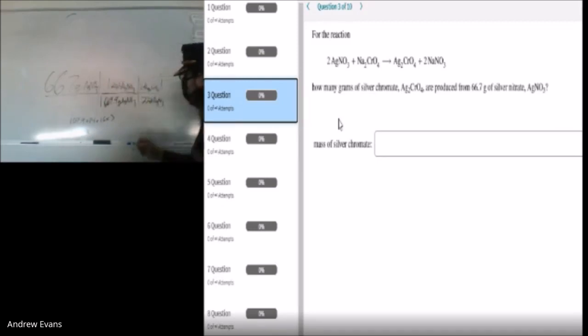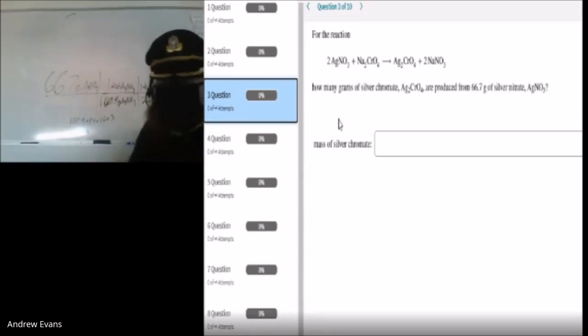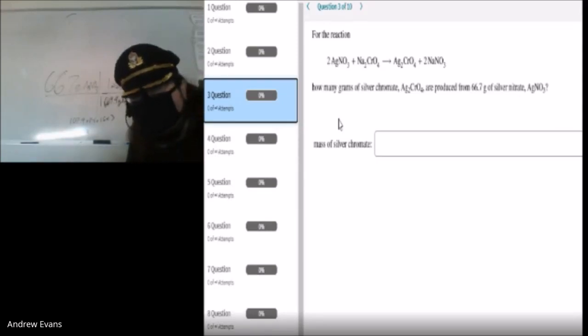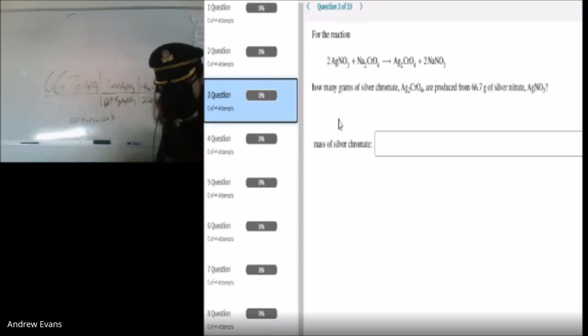So I have to divide by 2 because we want moles of silver nitrate canceled out. Finally, we have to calculate the molar mass of silver chromate. So 107.9 times 2 plus our 52 from chromium and our 16 times 4 from the 4 oxygens. So the molar mass of this guy is 331.8.